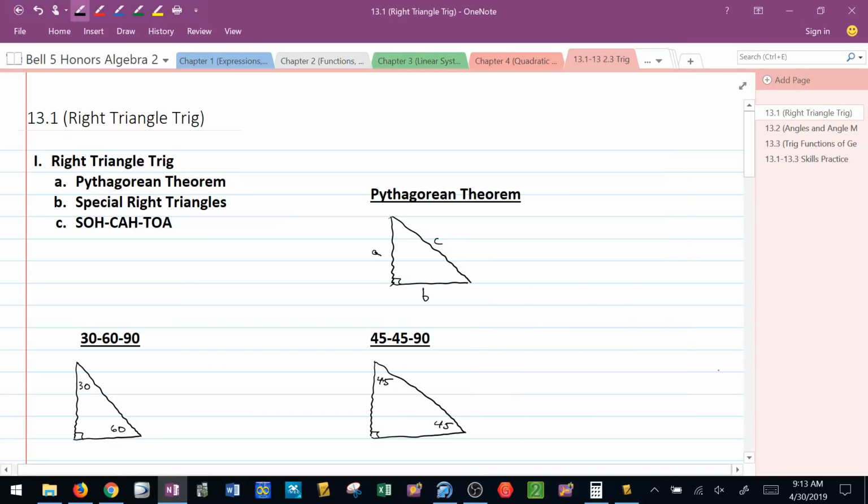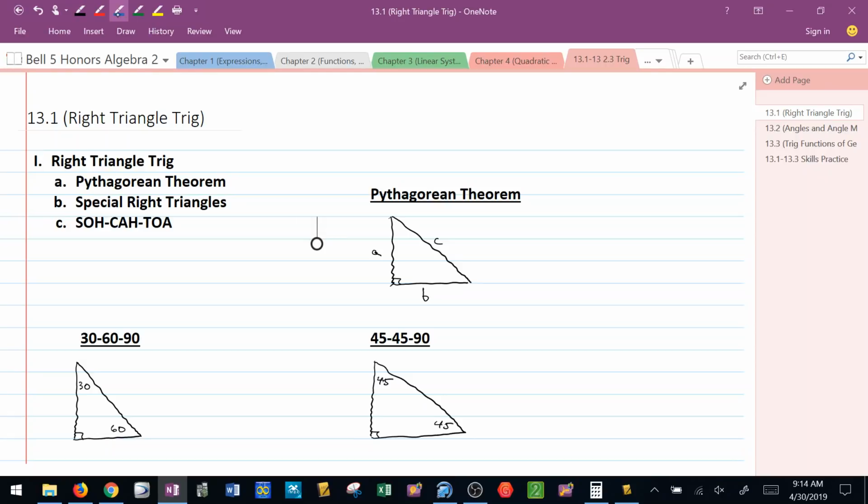All right, so this first section is 13.1. It's called right triangle trig. Whenever I hear right triangle trigonometry, the first things that I always think about, in this order, are Pythagorean Theorem, special right triangles, and SOHCAHTOA. These are all things that you should have learned in the past, but if not, here's kind of a catch up for you, if you will.